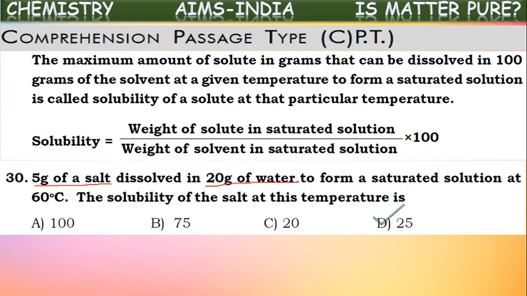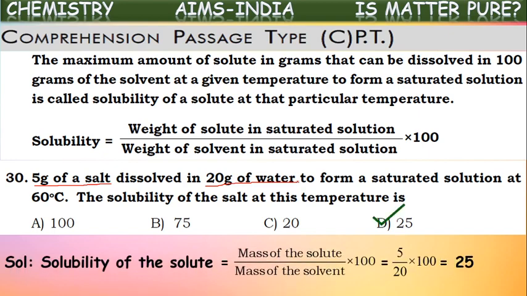Let us see the solution for this. Solubility of the solute is equal to mass of the solute by mass of solvent into 100. What do we get here? Mass of solute 5, mass of solvent 20, in grams, into 100. This gives 25. 25 is the solubility of the solution. That means in every 100 grams of water, there will be 25 grams of salt. That means the solubility of the solution. Okay, next, let us see one more question.